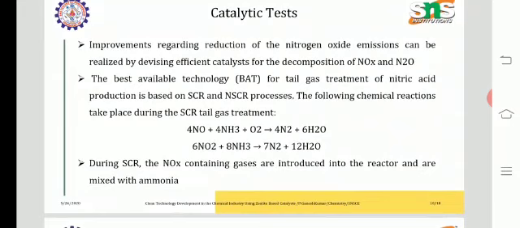The following chemical reactions can be used as tail gas treatment, that is NO and ammonia with oxygen produce nitrogen and water, and NO2 and ammonia will produce nitrogen and water. So during this SCR, the NOx containing gases are introduced into the reactor and are mixed with ammonia. The NOx, that is NO or NO2, is mixed with ammonia. With the reaction, we produce nitrogen and water. This is one SCR technology.